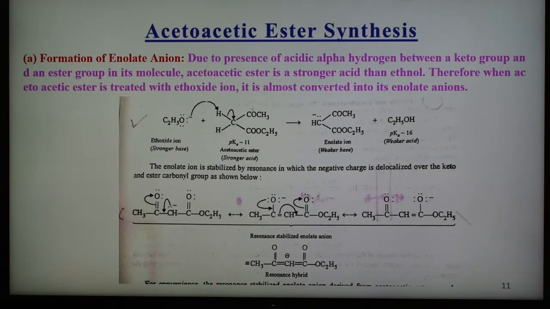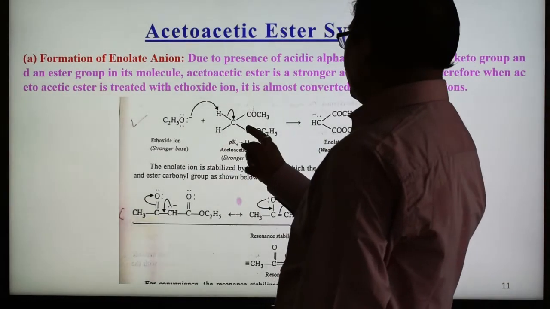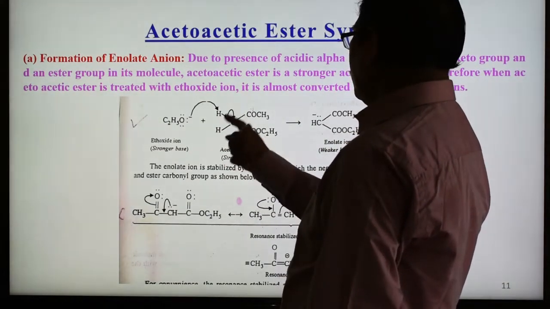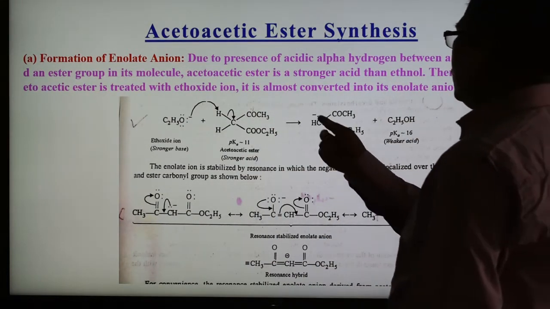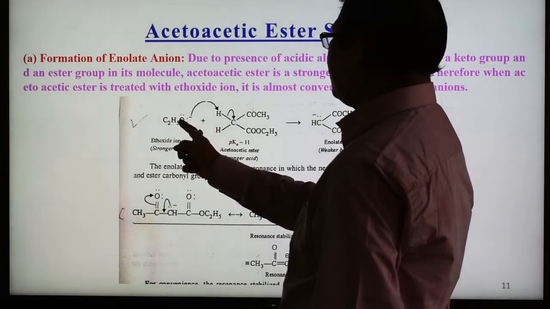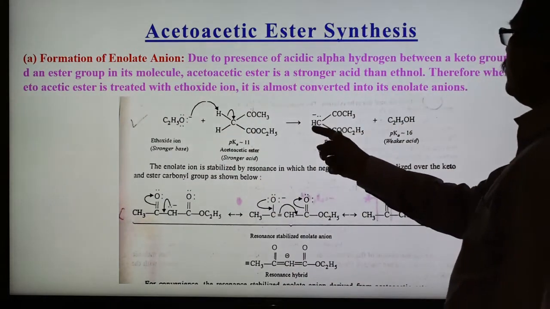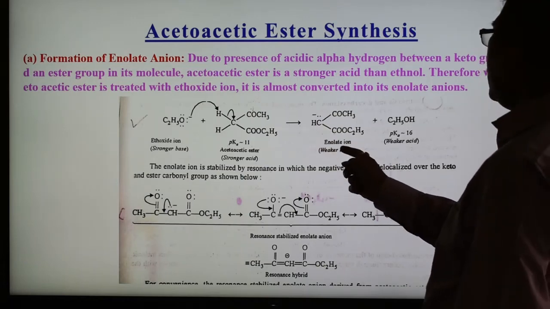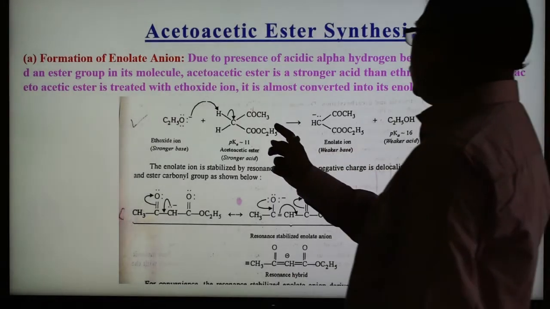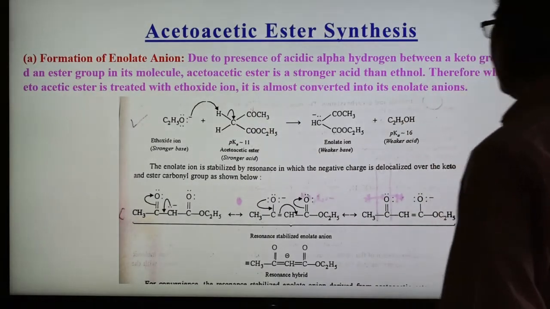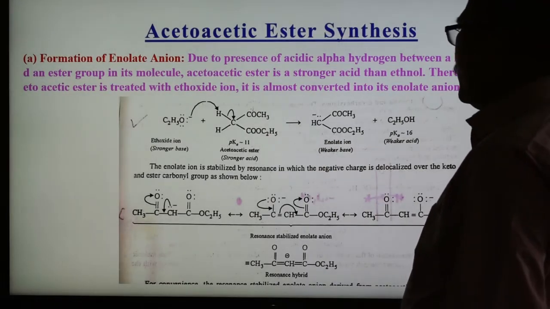So the reaction is shown here. This is ethoxide ion reacting with the reactive methylene group of acetoacetic ester, structure like this, and then this hydrogen is abstracted. Ethoxide ion abstracts the hydrogen, forming this negatively charged enolate ion, and C2H5OH is released. So the first step is the formation of enolate ion.